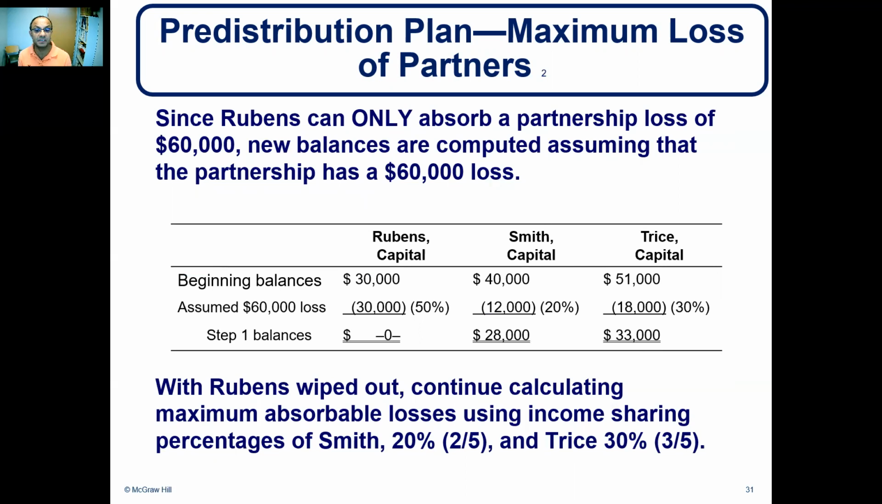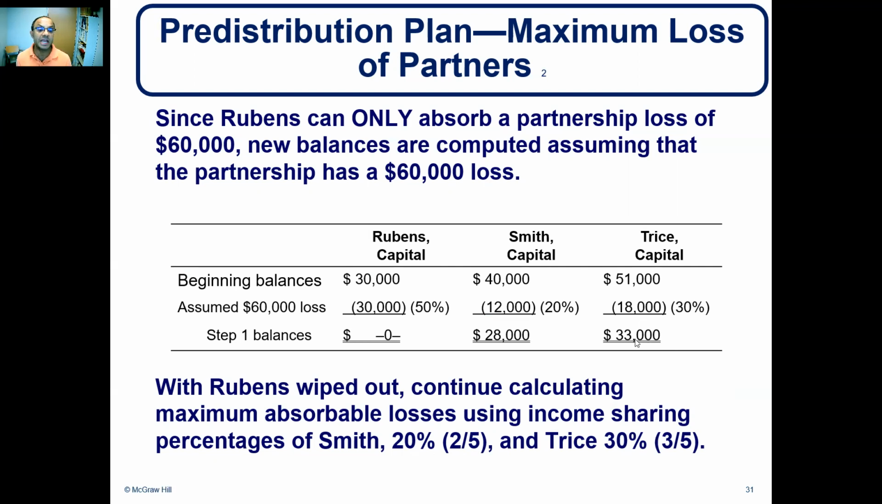If you remember from the previous slide, the second one that comes after Robbins is Price, and the maximum loss that he can take is 170. So now we have Smith's new capital balance 28 and Price 33. We should come up with a ratio between them, which is 20 without the percent and 30 without the percent. Why did I remove the percent? Because Robbins doesn't exist anymore. So we take the ratio of 20 to 30, which means 2 to 5 and 3 to 5.